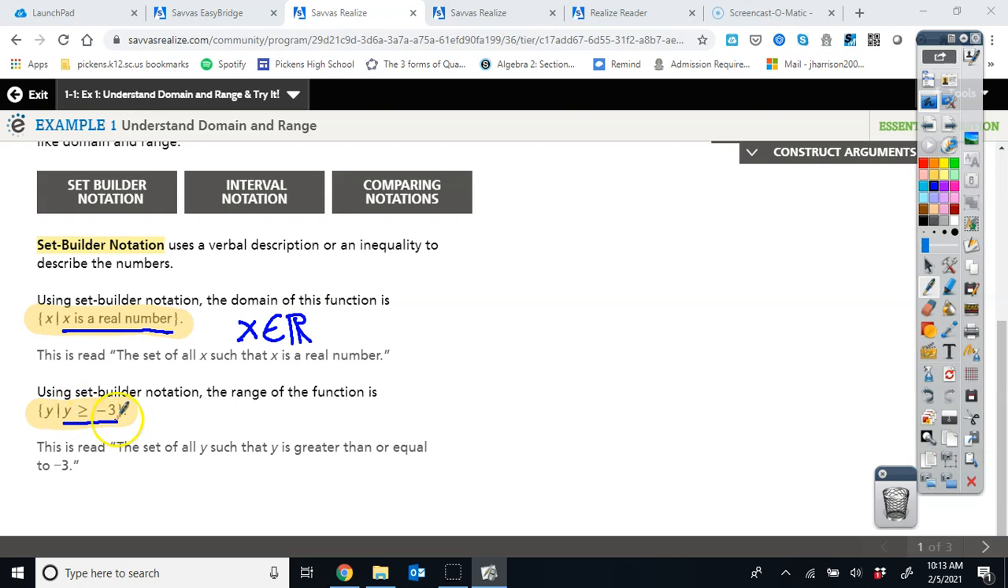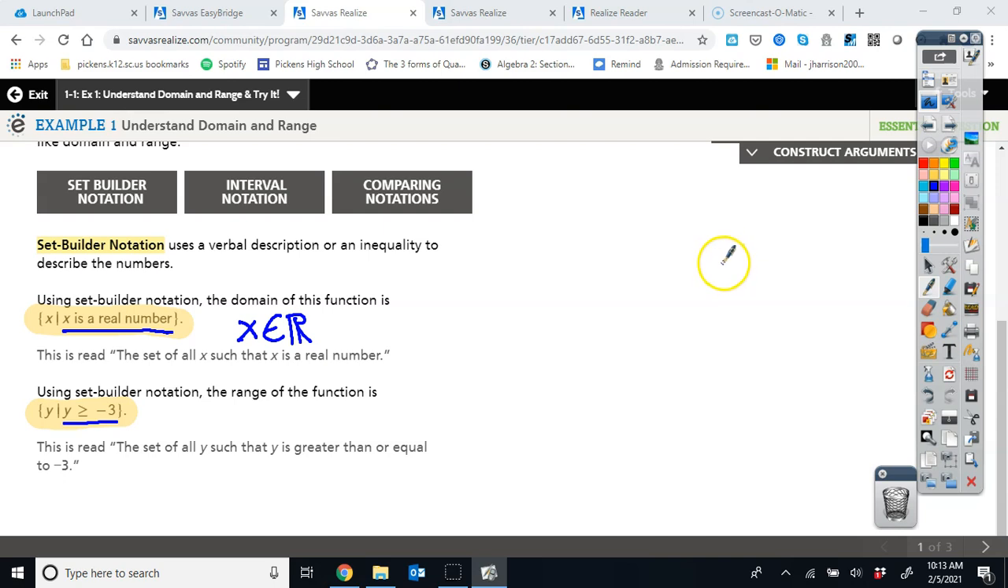The inequalities, I use the inequalities. I use exactly the way it looks. Okay? So this is called set builder notation. Again, it's just using a verbal description or an inequality to tell somebody what the x's can be and what the y's can be. Again, physically describing the graph and describing what values we can plug in, what values we get out when we plug certain values in. That's what domain and range really is.